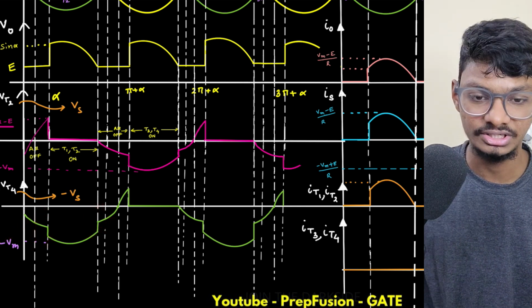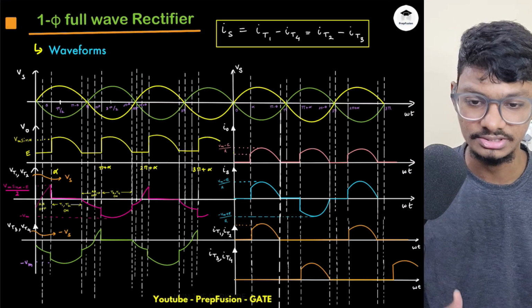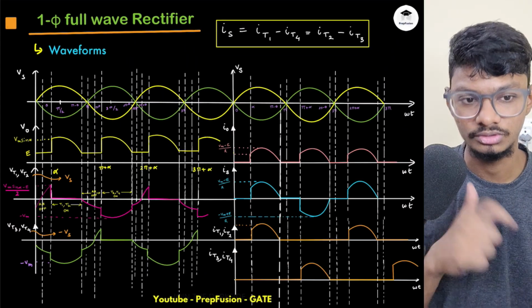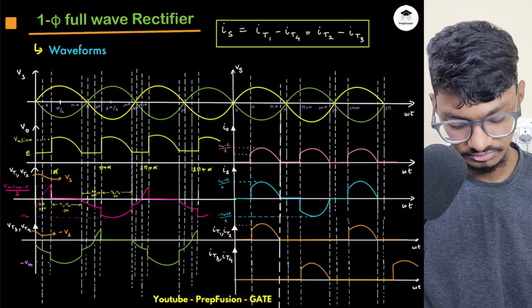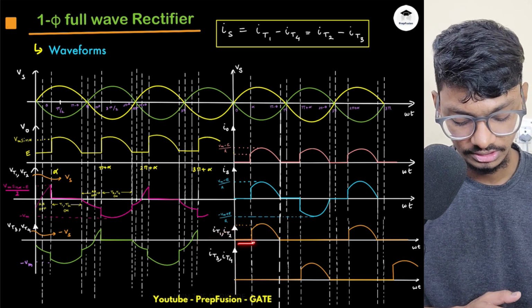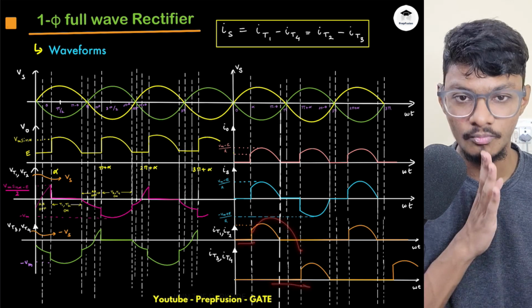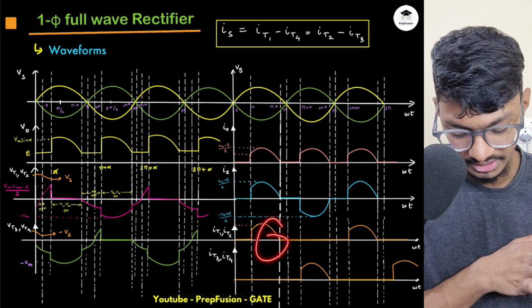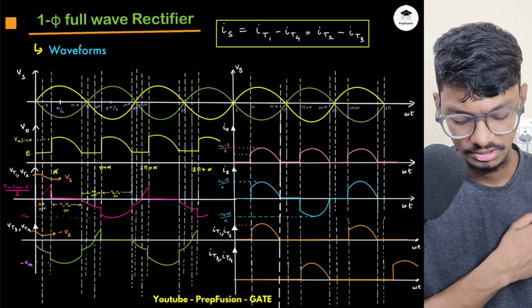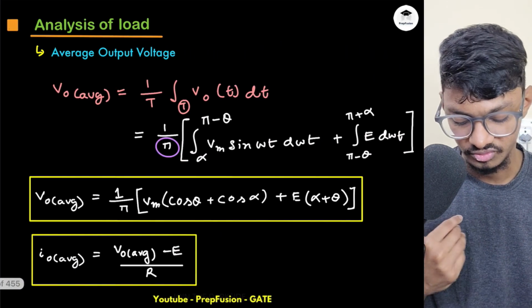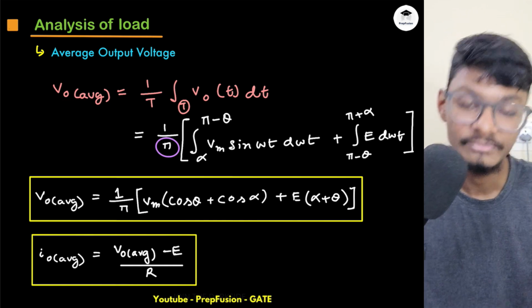And why there will be discontinuity, try to understand by yourself. I will not explain this because I've explained a lot of things, so you try to figure it out yourself. Next, obviously there are currents. The current will be 0 from 0 to alpha, then it will turn on, then again be 0 from pi minus theta, because at pi minus theta it will be naturally commutated, then at pi plus alpha it will turn on again. So these are the current and voltage waveforms.